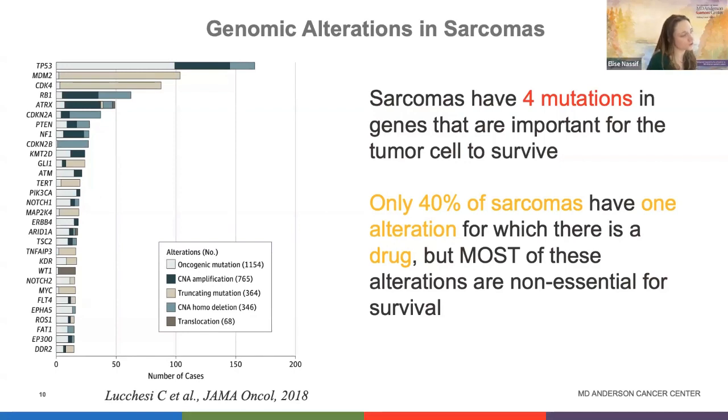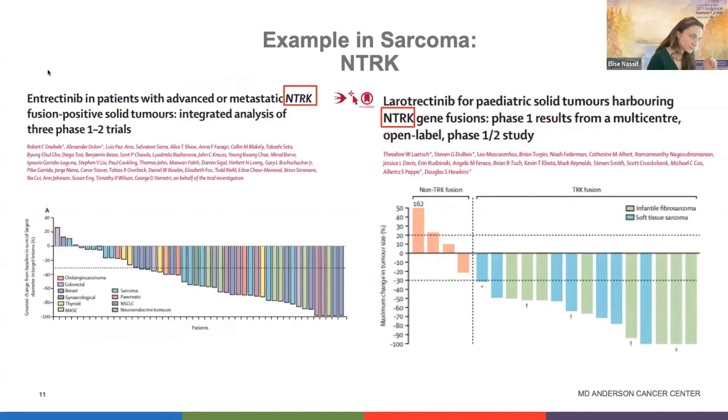So those drugs that we use for those 40% of patients, most of the time will just slow down the progression of the disease, may kill some of the tumor cells, but unfortunately, we'll still have some progression of disease ultimately and resistance to those treatments.